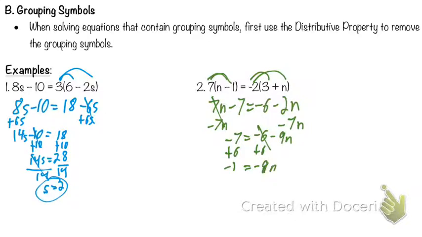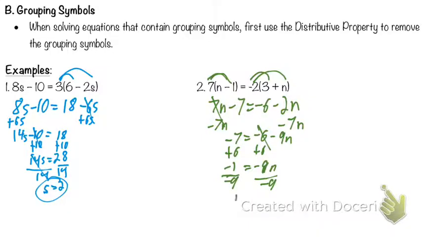Now what do I do, Josh? Not add, but what's negative 9 doing with n? It's multiplying, so we would divide. Yeah. Divide by negative 9. What's negative 1 divided by negative 9?